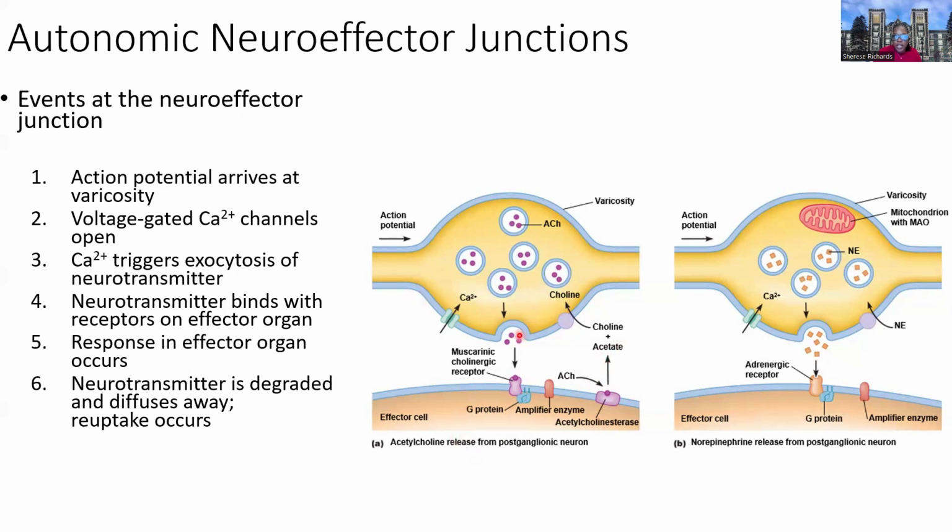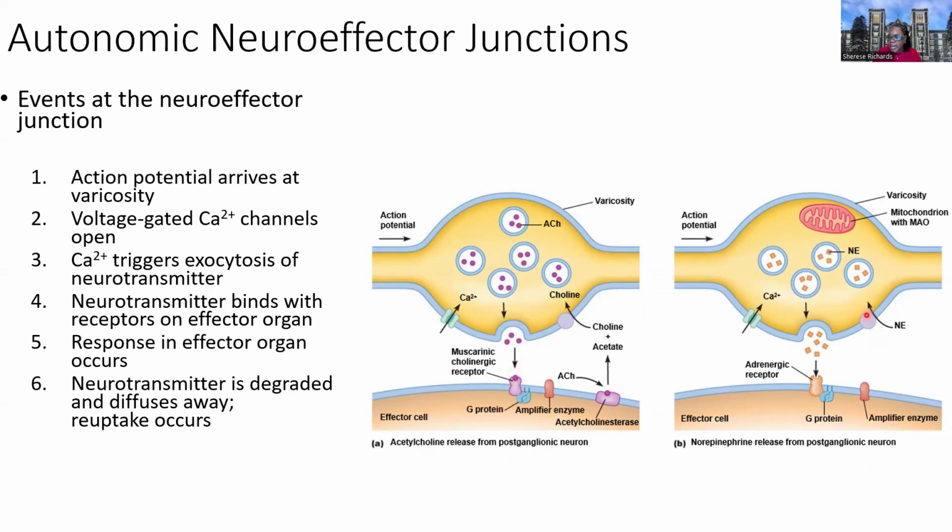Now, I do want to point out, because we have two different branches of the autonomic nervous system, the sympathetic and parasympathetic, we're going to see two different types of neuroeffector junctions. On the postganglionic parasympathetic side, we have a postganglionic neuron interacting with an effector cell. And remember, the acetylcholine released here binds to a muscarinic type of cholinergic receptor. So this is going to be a metabotropic, but it's going to be binding acetylcholine only. This is the parasympathetic side.